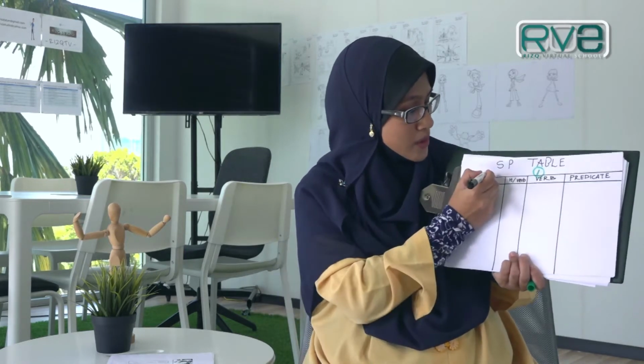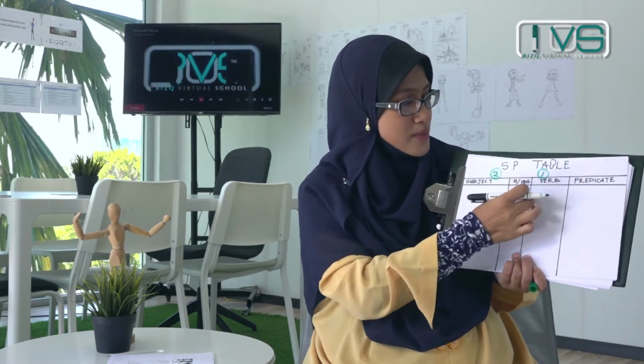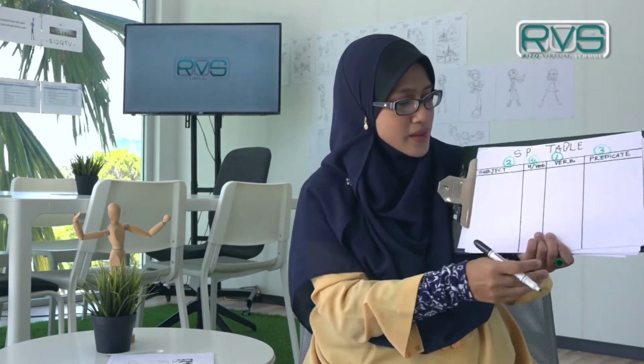Okay, and then number 2, your subject, and then helping verb comes later, and then the third one must be predicate. Okay, so this one must be last one. Alright, so let's try together. Just now you saw the word drove. So where do you think it should be?